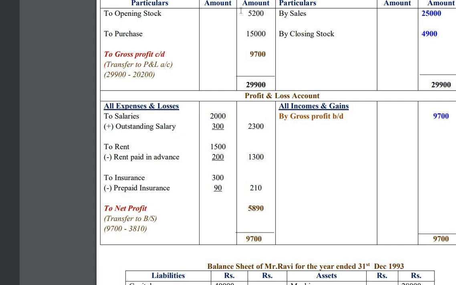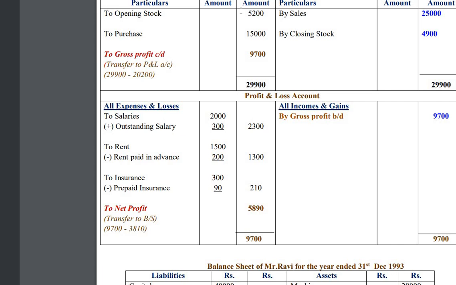Here there is an adjustment which is given in the problem, that is the outstanding salary. The salary is unpaid, rupees 300. So the outstanding salary treatment is that it will be added with the respective expenses in the P&L account. Now I'm going to add the outstanding salary with the salary amount 2000. I'm going to record the 2300 in the outer column.